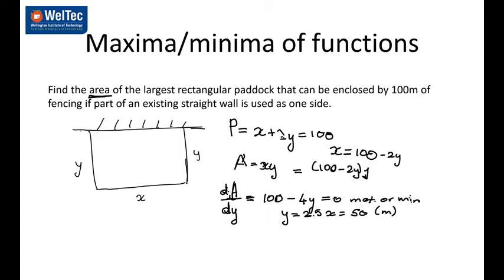We need to check whether it is a maximum, and we do that by looking at the second derivative. The second derivative is -4, which is clearly negative. So therefore we've got a maximum area where x equals 50 meters, and y is equal to 25.